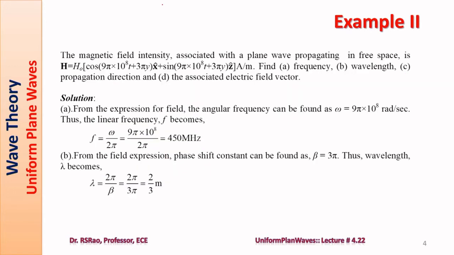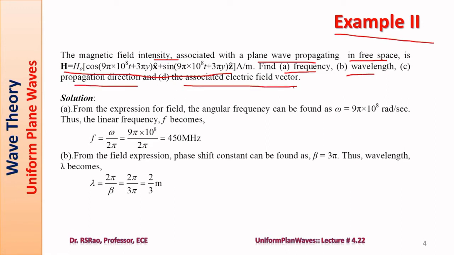Now we move to another problem, example 2. Magnetic field intensity associated with a plane wave in free space. Here there are two parts. H equal to H naught, X component, Z component. X component is cos(9 pi into 10 power 8 t plus 3 pi y). Z component is sin(9 pi into 10 power 8 t plus 3 pi y). Find frequency, wavelength, propagation direction, and associated electric field vector.